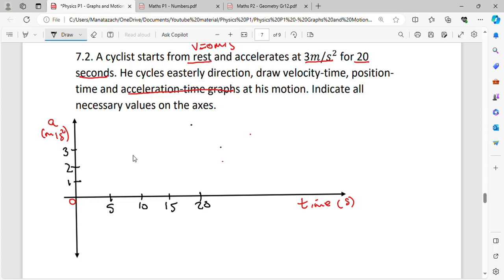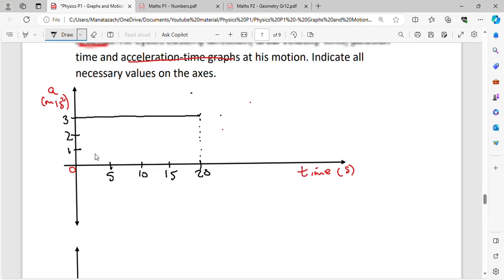So the acceleration is just going to start from 3 going to 20. It's going to be accelerating at 3 meters per square second. That means acceleration is going to be constant at 3 meters per square second, meaning our velocity will be increasing. So we can project that to the time axis to 20 seconds. So that's the acceleration time graph.